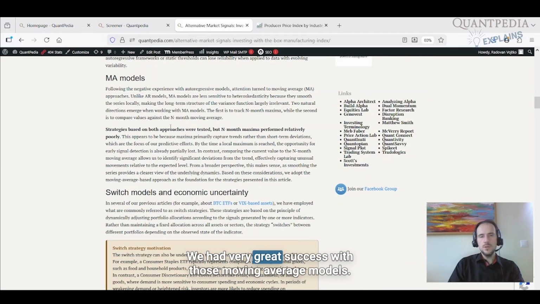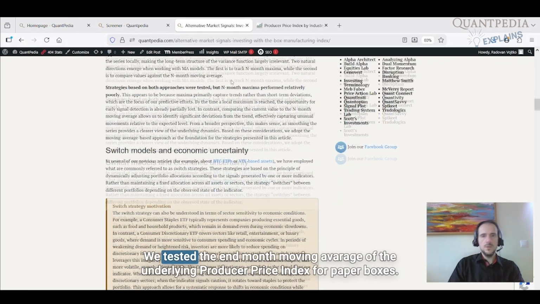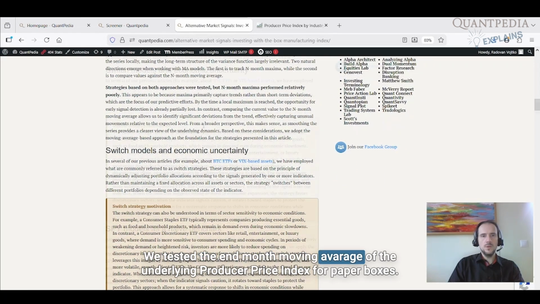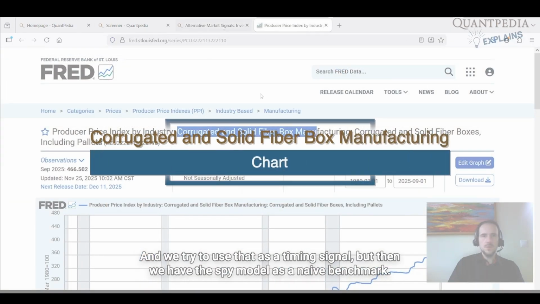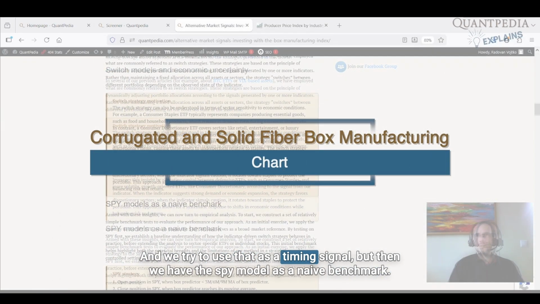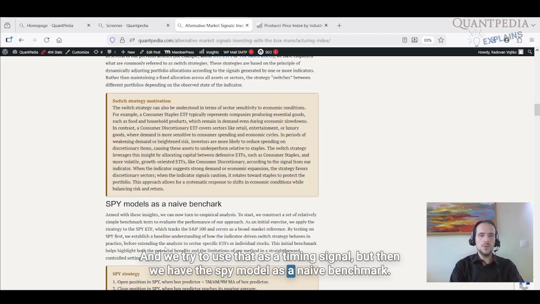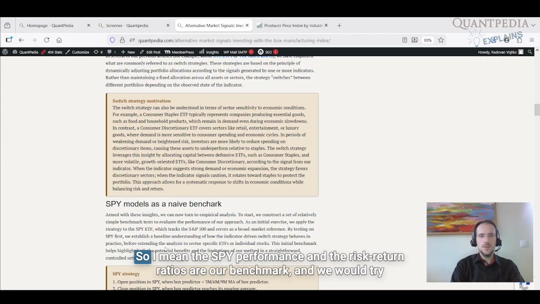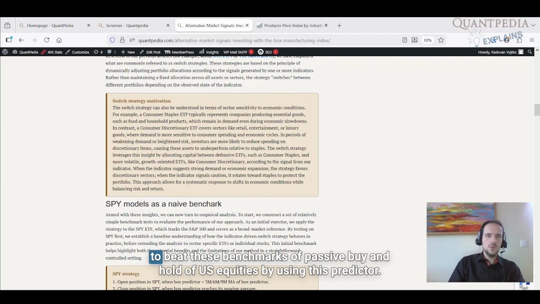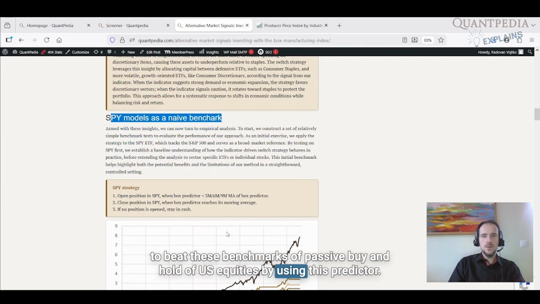We had very great success with those moving average models. We tested the N-month moving average of the underlying producer price index for paper boxes, and we try to use that as a timing signal. Then we have the SPY model as a naive benchmark. Why would you spend time using some alternative dataset if you can just buy SPY? So the SPY performance and risk-adjusted ratios are our benchmark, and we will try to beat these benchmarks of passive buy and hold of US equities by using this predictor.